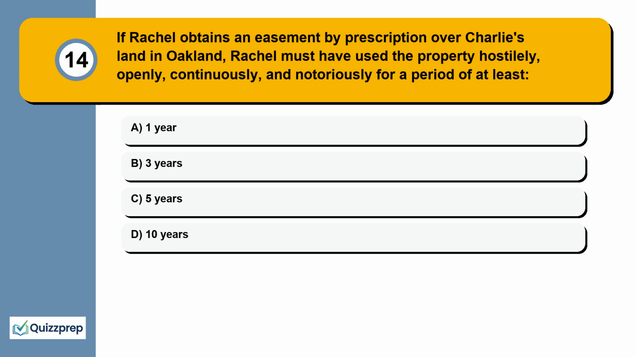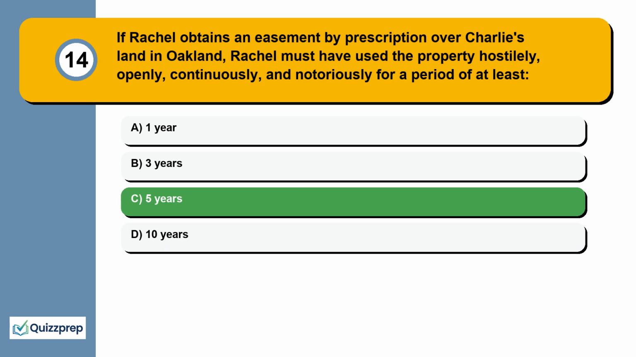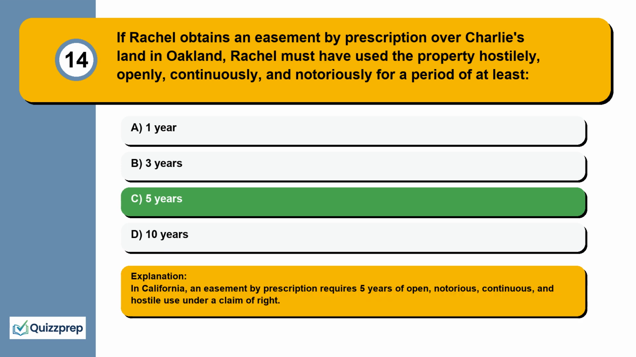Question 14. If Rachel obtains an easement by prescription over Charlie's land in Oakland, Rachel must have used the property hostilely, openly, continuously, and notoriously for a period of at least 1 year, 3 years, 5 years, 10 years. In California, an easement by prescription requires 5 years of open, notorious, continuous, and hostile use under a claim of right.